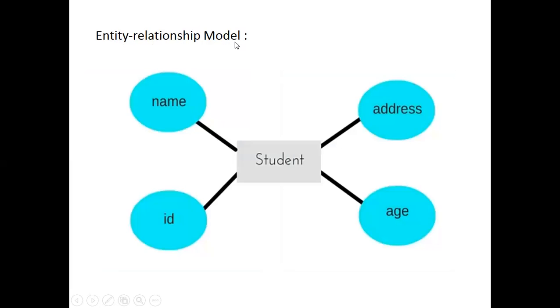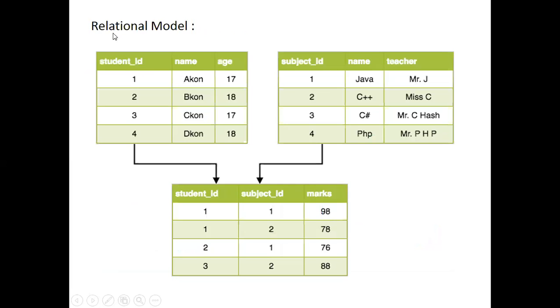One more model is the entity relationship model. Here, a student database is generated with the different entities as name, ID, address, and age. And the last model is the relational model. Here, we can combine different tables with their fields. In the first table, we have created student ID, name, and age. In the second table, we have created student ID, name, and teacher. And in the output table, we have displayed data from the first table as well as from the second table. This is known as the relational model.